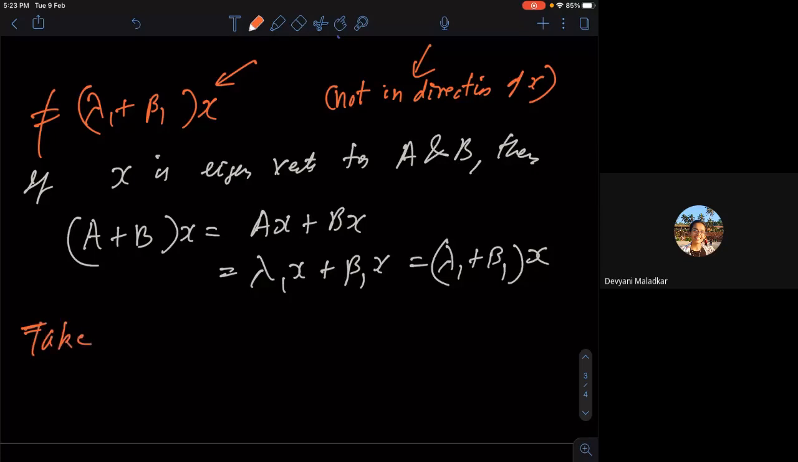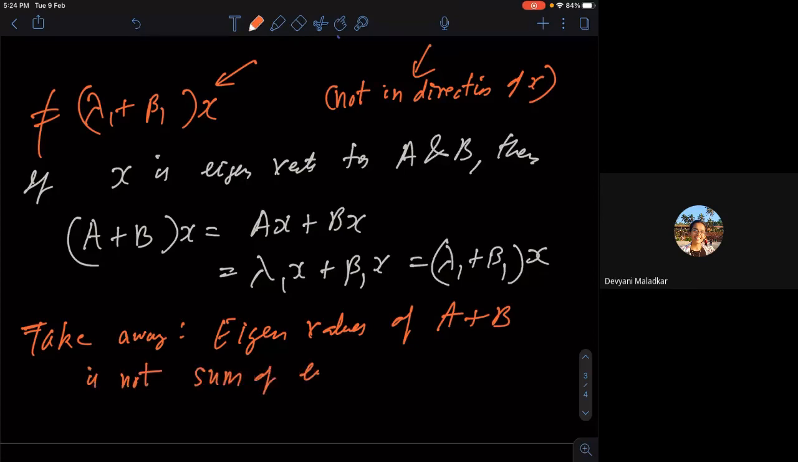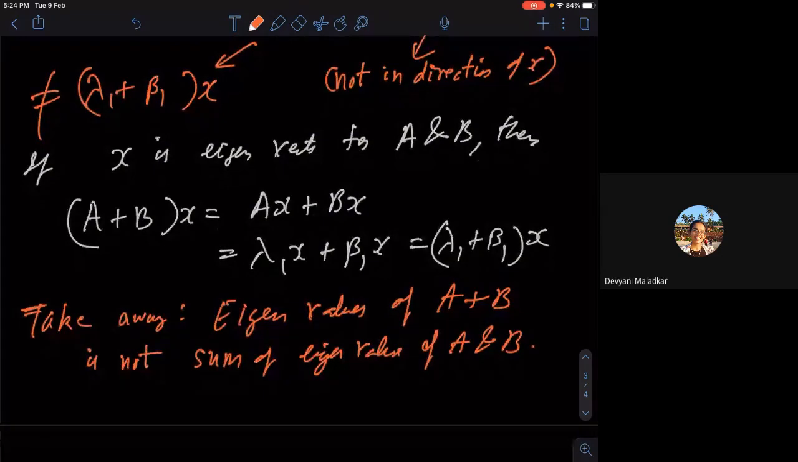The takeaway: don't add eigenvalues, right? Let me write it. Eigenvalues of A plus B is not the sum of eigenvalues of A and B. So you should not simply add their eigenvalues and expect it to work. That's the catch. That's a mistake you can make.